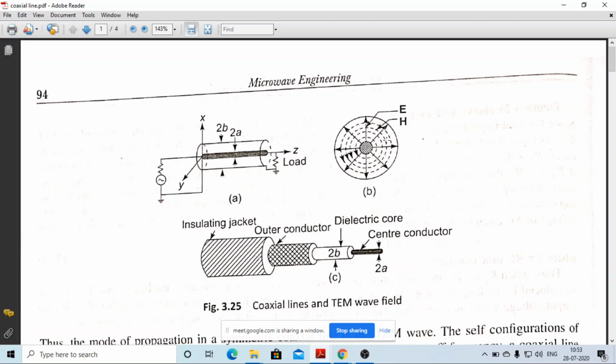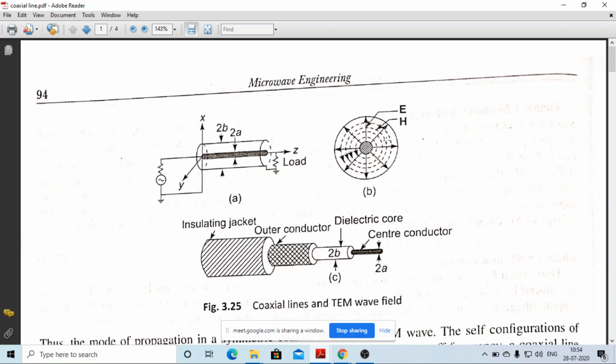Why is there a requirement of coaxial cable? Because for the simple two-line phone cable, the radiation loss is very high. We cannot propagate the RF wave for a very long distance. So there is a requirement of a special type of cable, which comes in the form of coaxial cable.